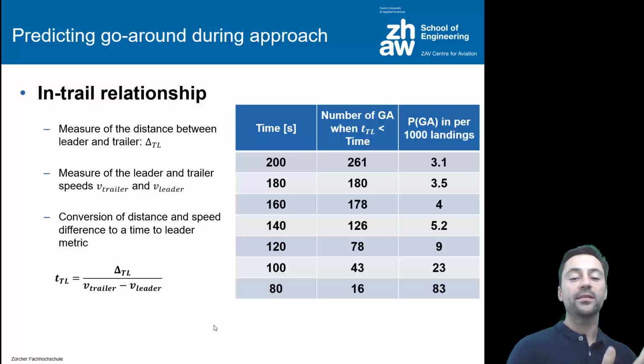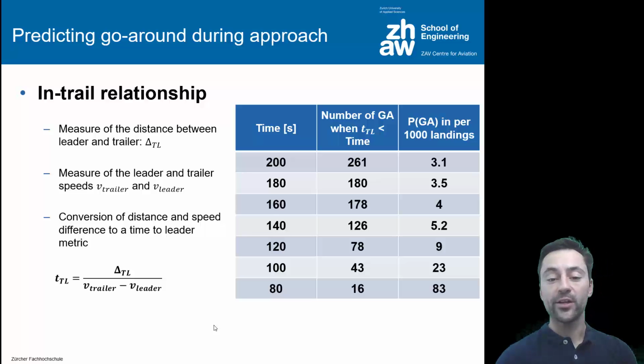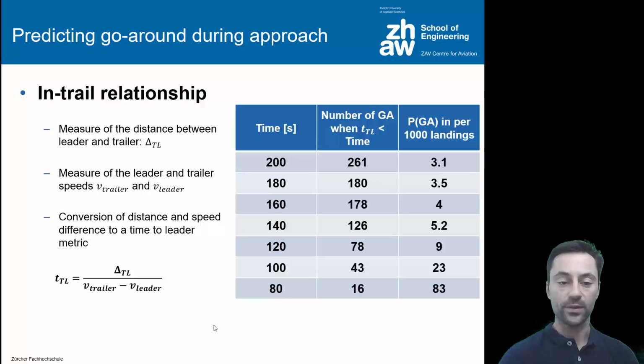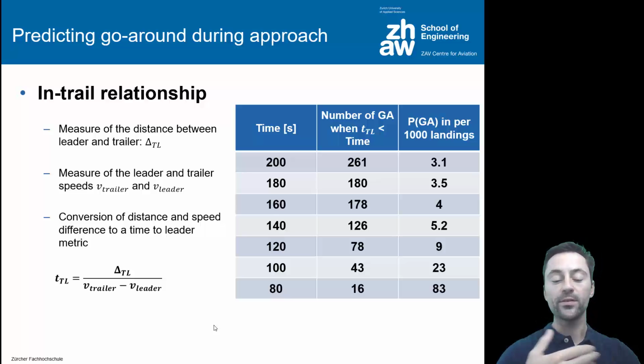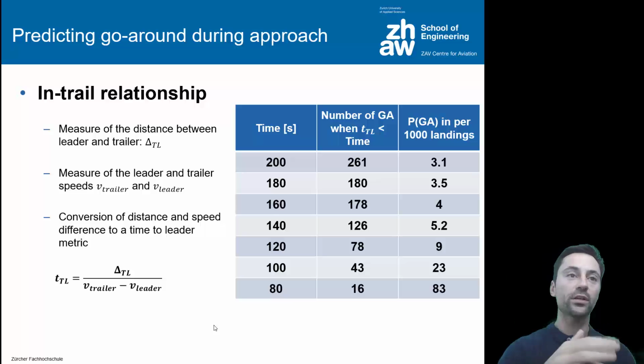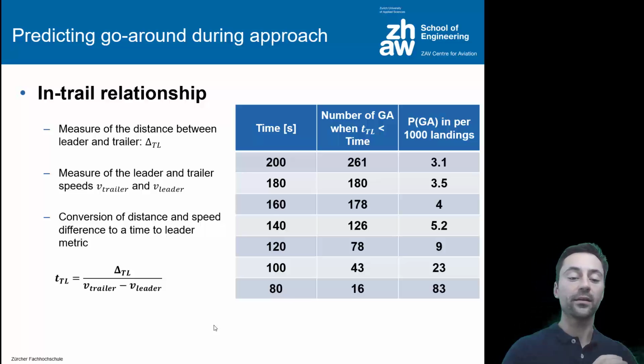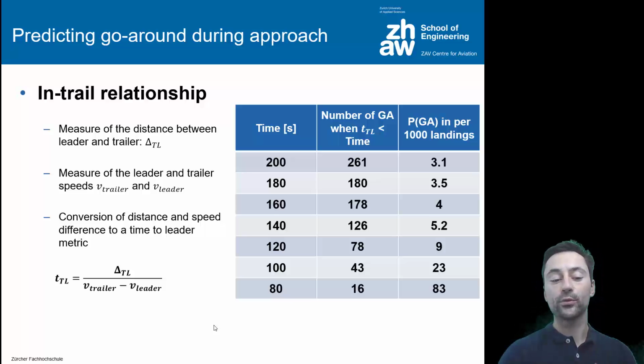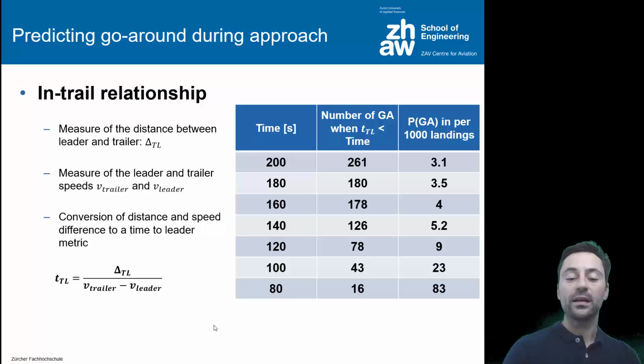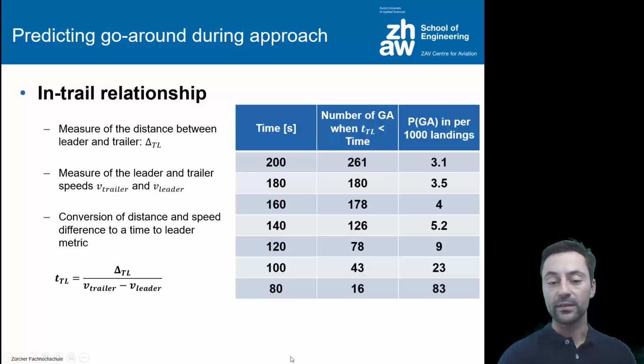So that's why we decided as well to include inter-relationship predictors. To do that, we could compute the distance between two airplanes. When I look at the airplane which is approaching, what's the distance to the leading aircraft? I can also look at the speed difference between the approaching and the leading aircraft. And based on those two predictors, we can compute what we call the time to leader. Then based on this time to leader, we can look at different values in the table on the right.